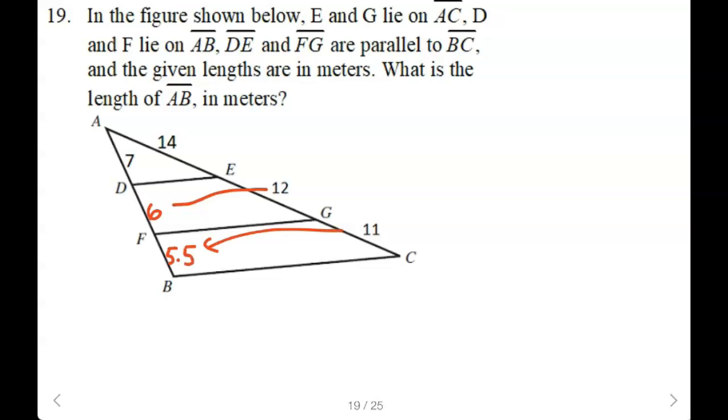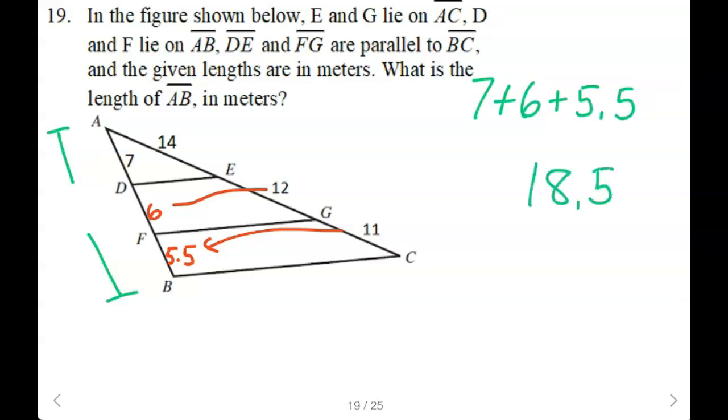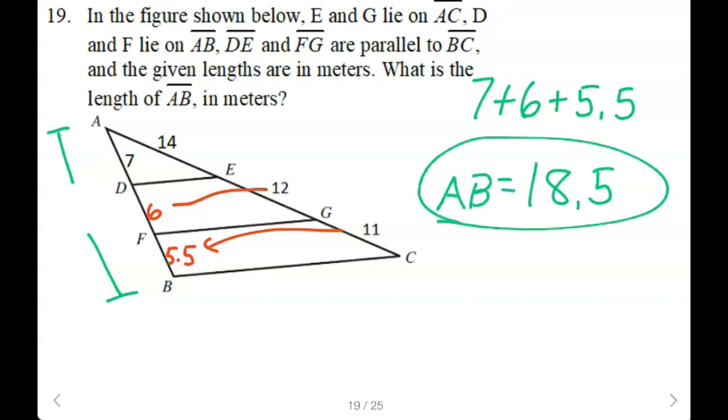Our goal here is to find AB, which is made up of 7 plus 6 plus 5.5. 7 plus 6 is 13, plus 5.5 is 18.5 for the measure of AB. There's a couple other ways you could do that, but it's the way that stood out to me.